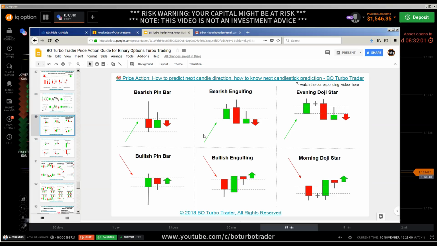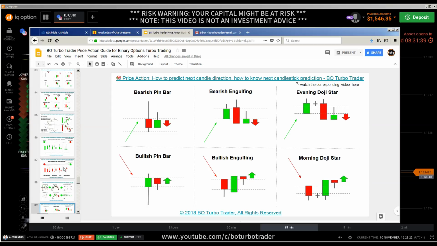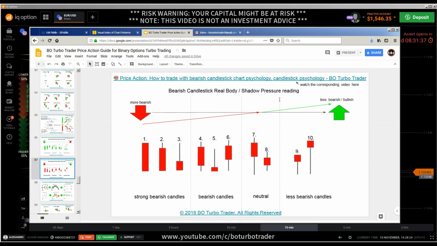After this, obviously you should see selling pressure on the bearish ones, and bullish pressure on the bullish ones, and that is already near a sure shot. Then you should understand what the ratio between real body and wick means. Here, this kind of bearish candlestick, real body, shadow, pressure reading.